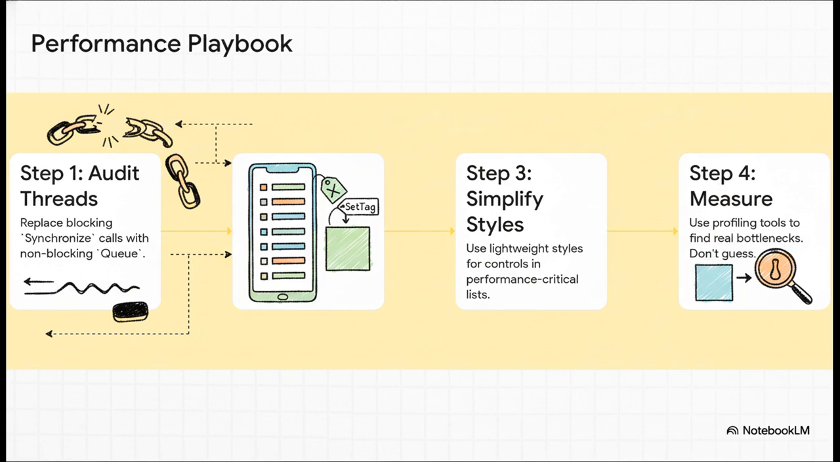Step 3. Audit your FMX styles. In those long, scrolling lists, simplify. Go for lightweight and fast. And step 4, probably the most crucial rule of all, measure, don't guess. Use a profiling tool to find the real bottlenecks. Don't waste time fixing things that aren't actually broken.